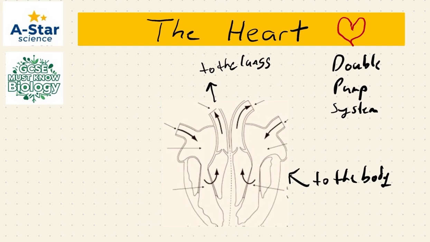And this is why it's called a double pump system, because part of the pumping is to the body, which will go out as oxygenated blood through the aorta. And then part of the heart's job is to pump this deoxygenated blood to the lungs, which is what we call a double pump system. This is important to understand because they ask about this in your GCSE exams.